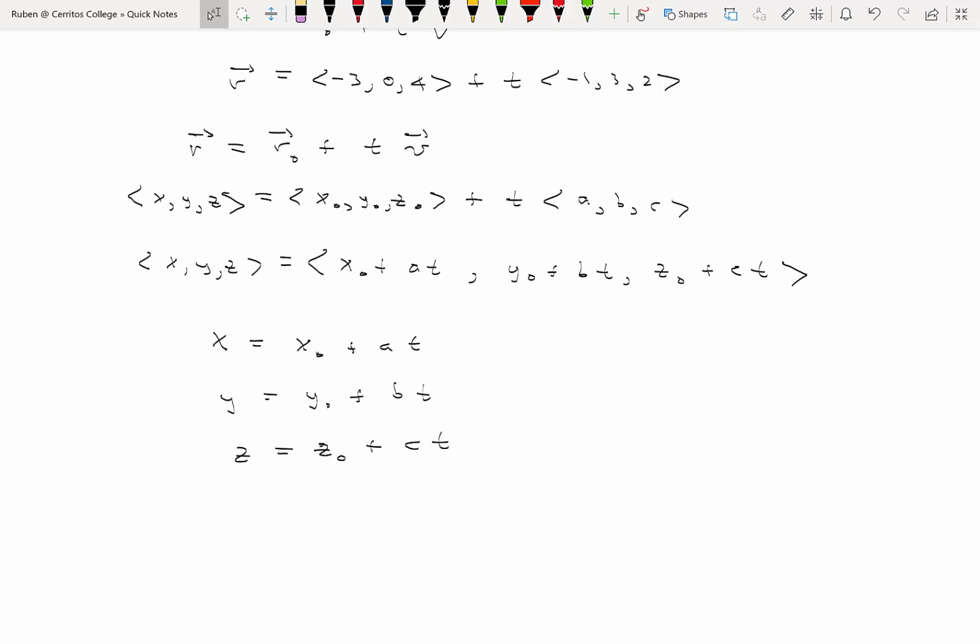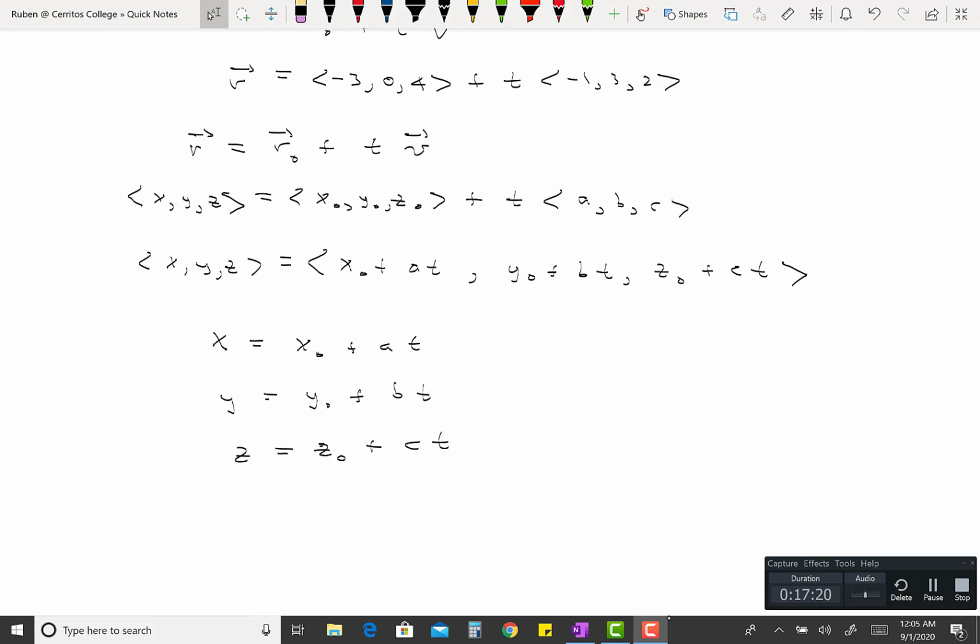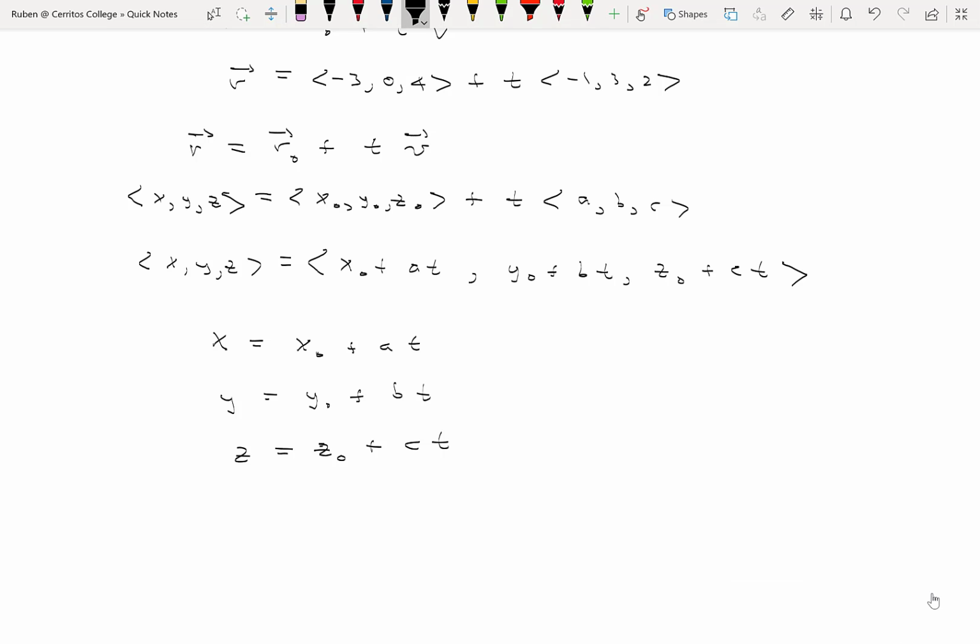Okay, let me write that out. I think I'll do that in red. When you consider all the equations together, these are called parametric equations of a line. Notice there are no vectors in this representation. We just have three separate equations. And the value t varies through all real numbers.